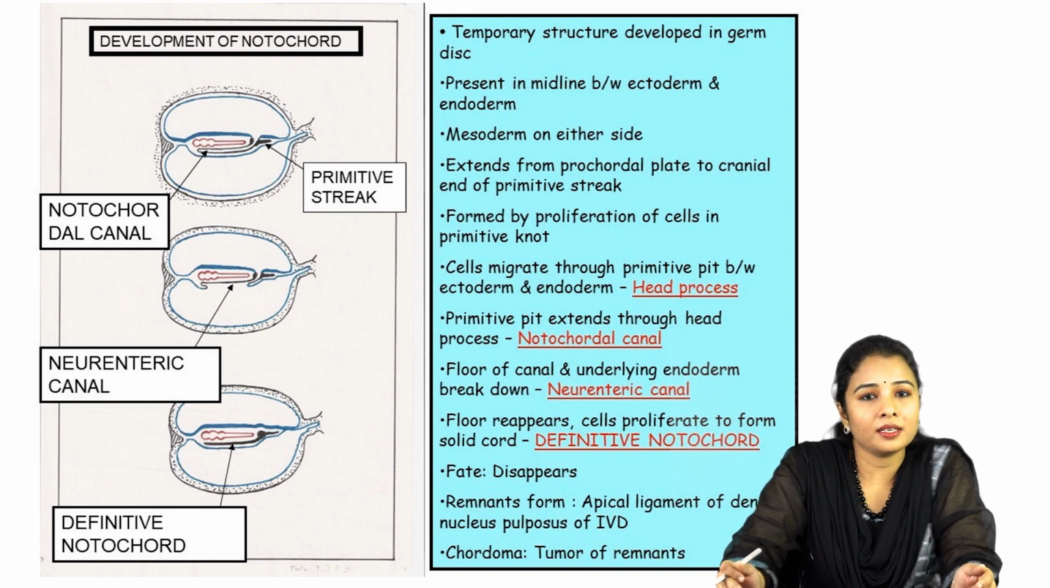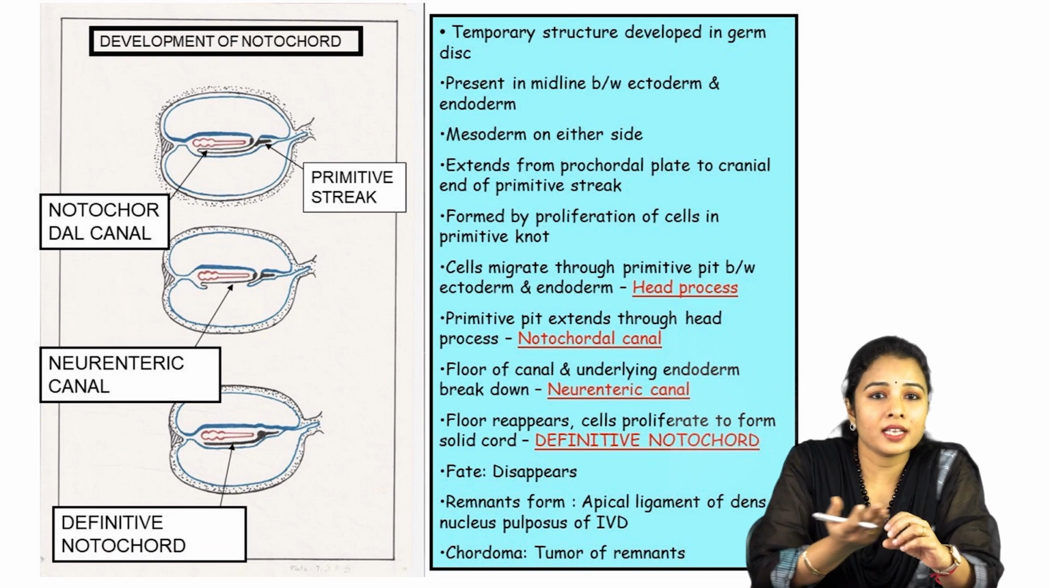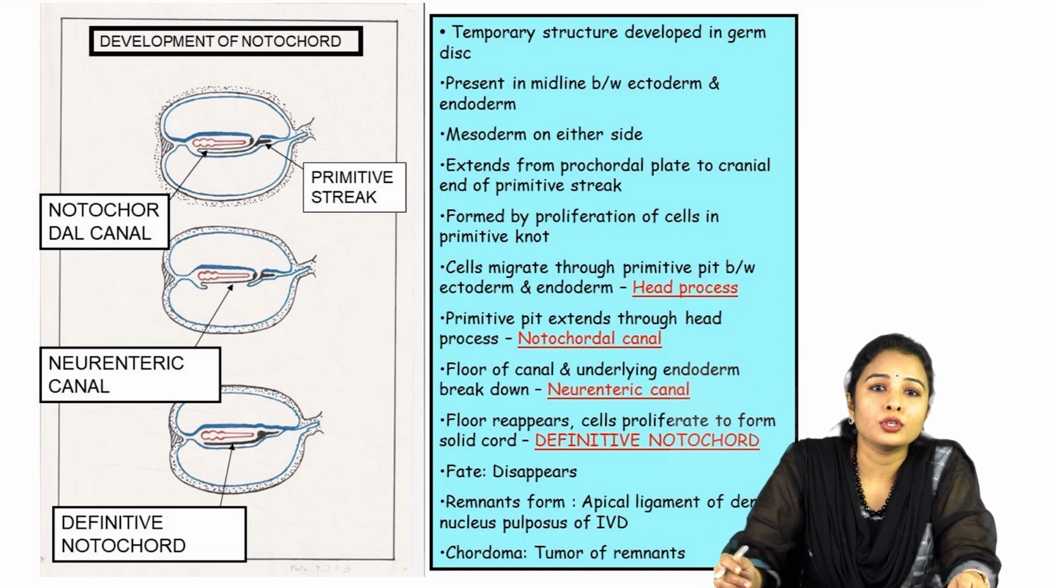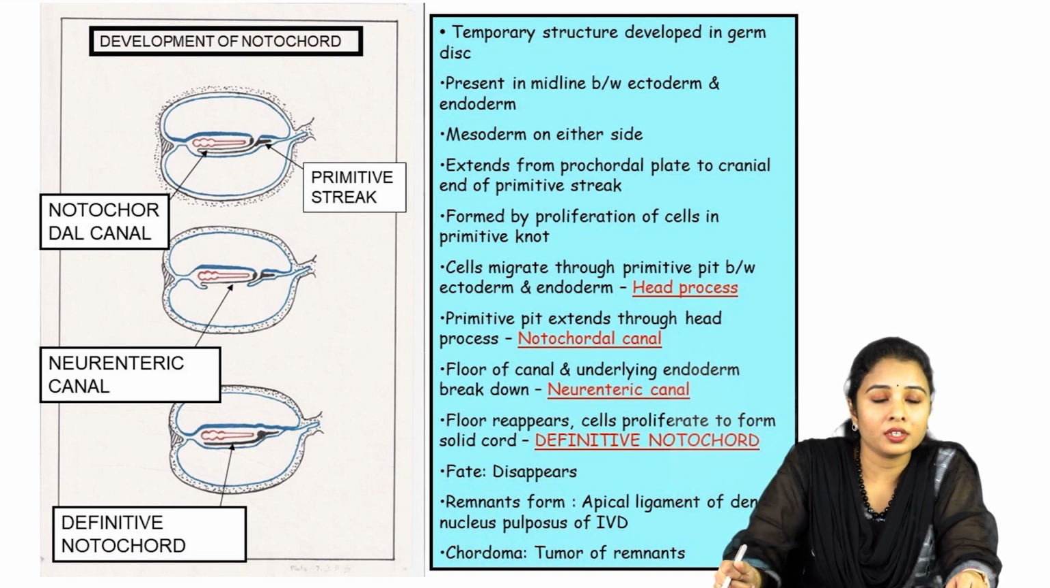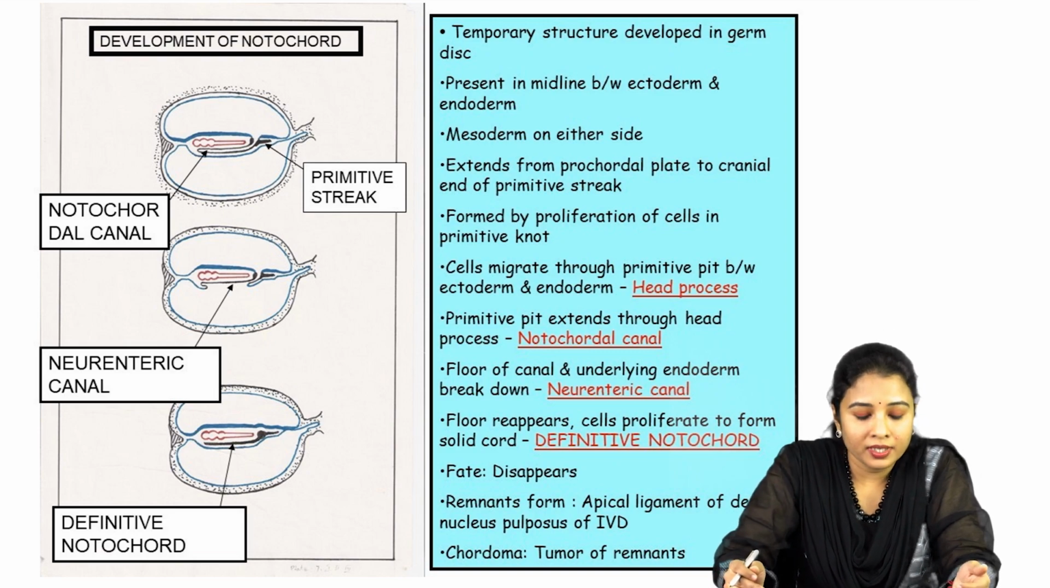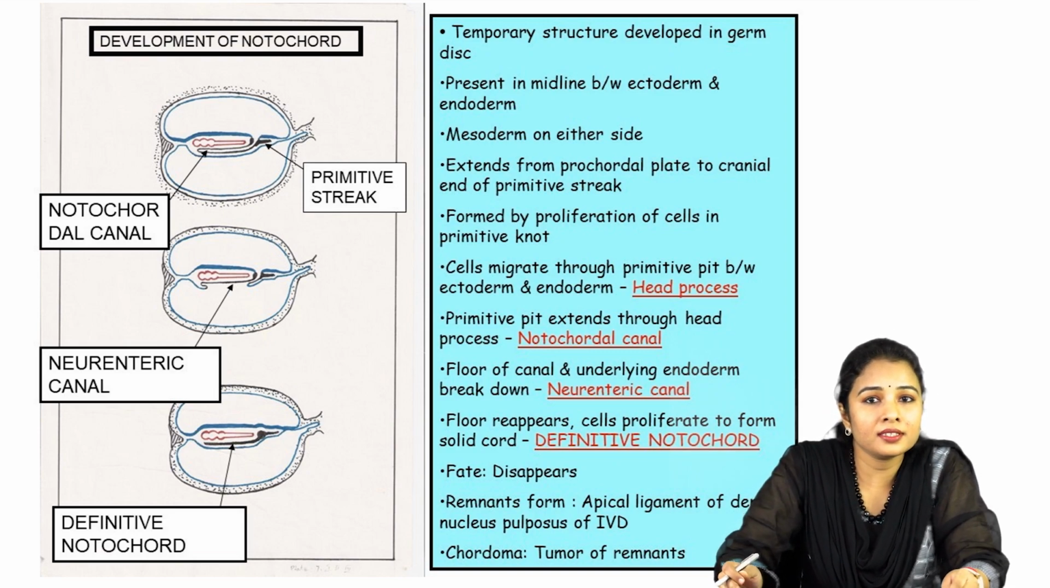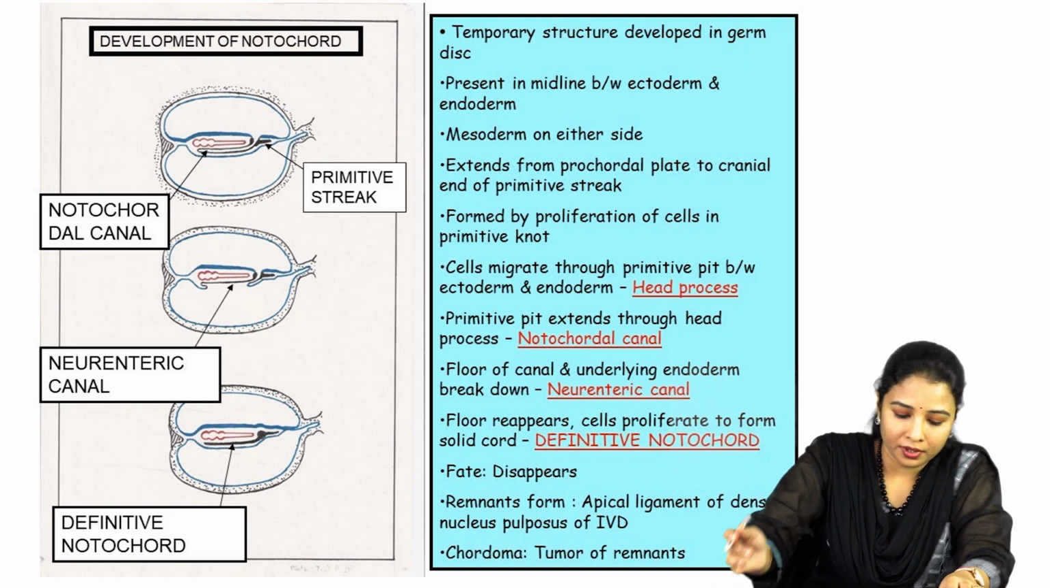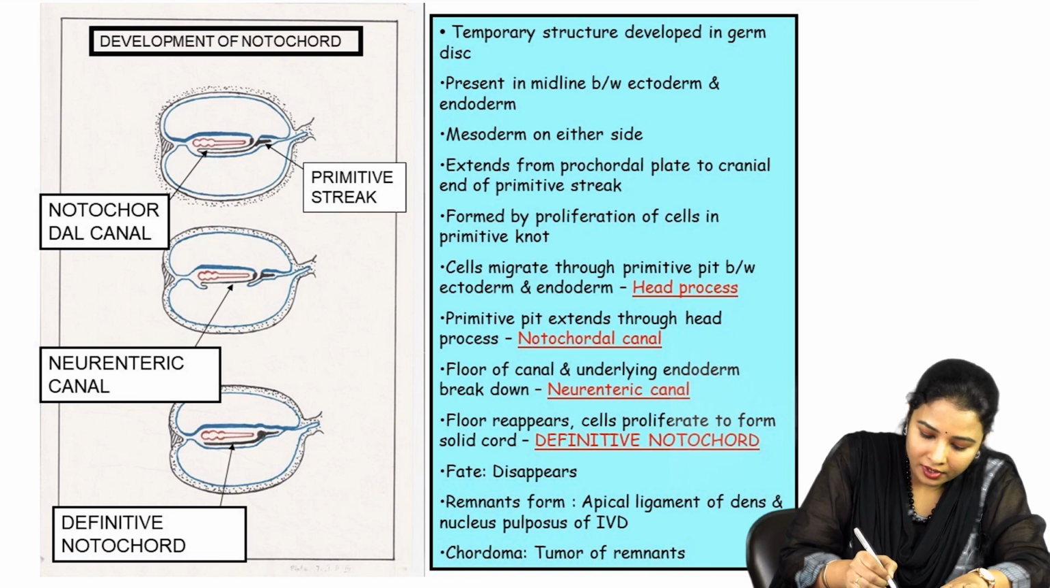So here is a schematic image where it is a sagittal section of the embryo showing the development of notochord. So notochord, as we discussed earlier, is a temporary structure. It is a transient structure which is developed in the germ disc. So it is present in the midline between ecto and endoderm. So here is the image, a sagittal section of the embryo.